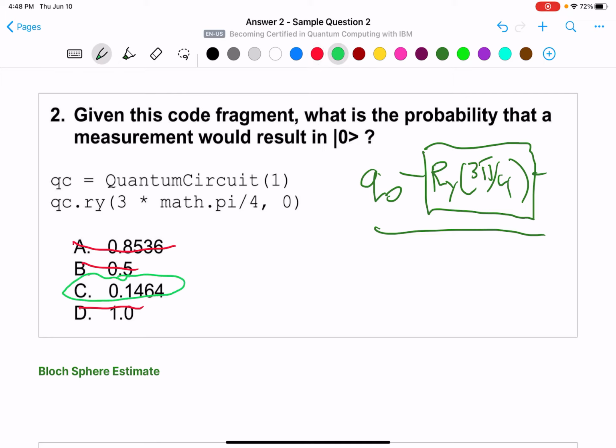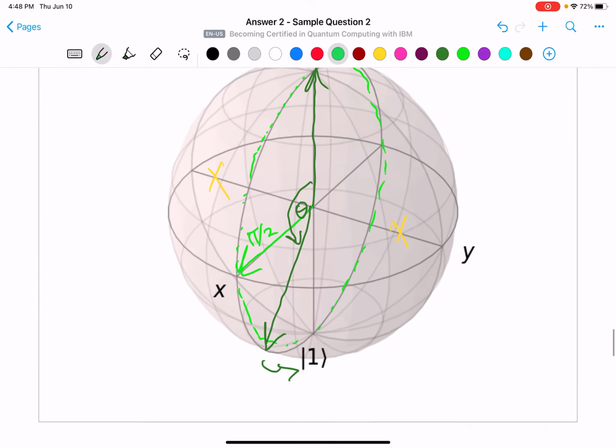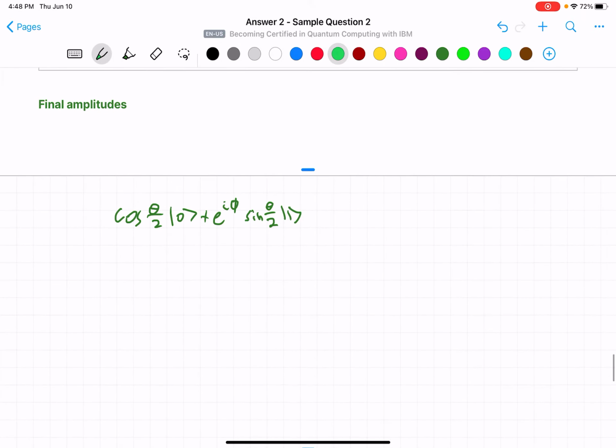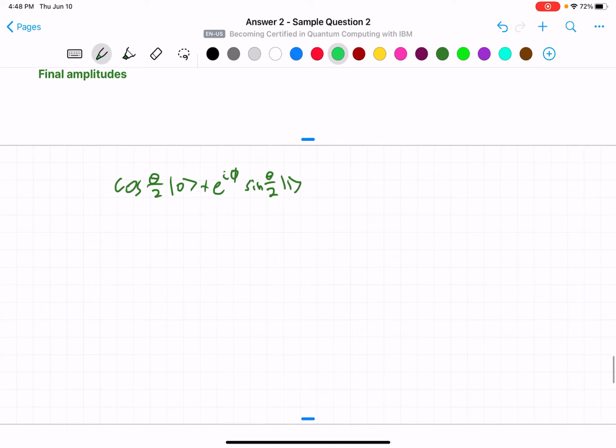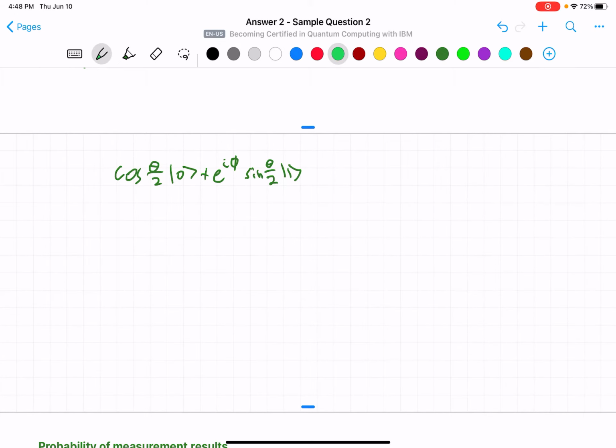Final answer. But to be assured that that's the right answer, we can calculate exactly what the measurement will be, the probability. All we need is two angles, and we can find the final state of the qubit using this formula. But since there's no relative phase, then our phi parameter is going to be 0, and the relative phase goes away.